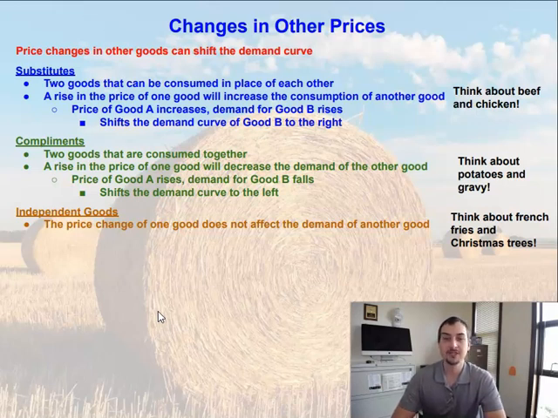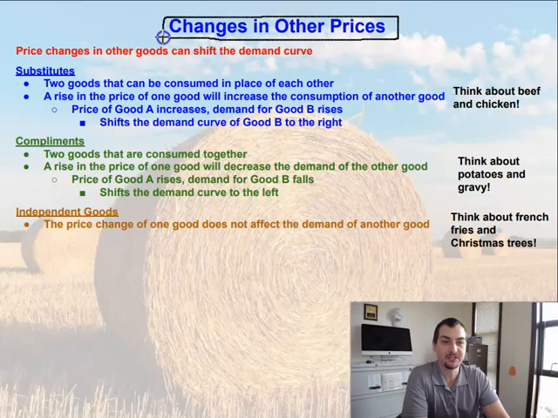We talked about let's change income. How does that affect the Engel curve? How does that affect the demand curve? Well, what if we change the prices of another good? So we're going to look at changes in other prices now, of a second commodity. Price changes in another good can shift the demand curve, and in certain cases will shift the demand curve.